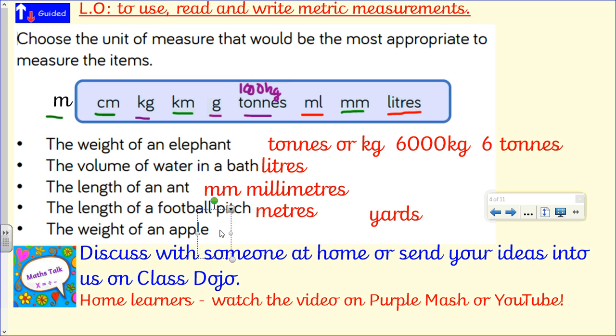Right, the weight of an apple, that's got to be in grams. I reckon it's about 60 grams, maybe a bit more. I do have an apple in the kitchen. I might try and weigh one later. If you've got one, you could do the same. Certainly not kilograms. So definitely grams for the weight of an apple. Okay, on to the next thing.